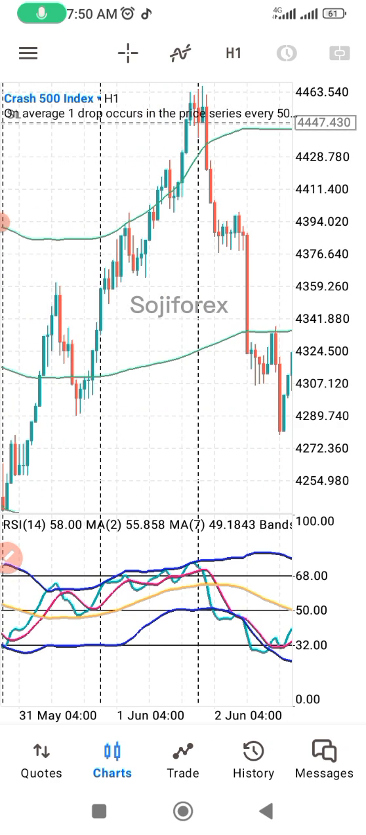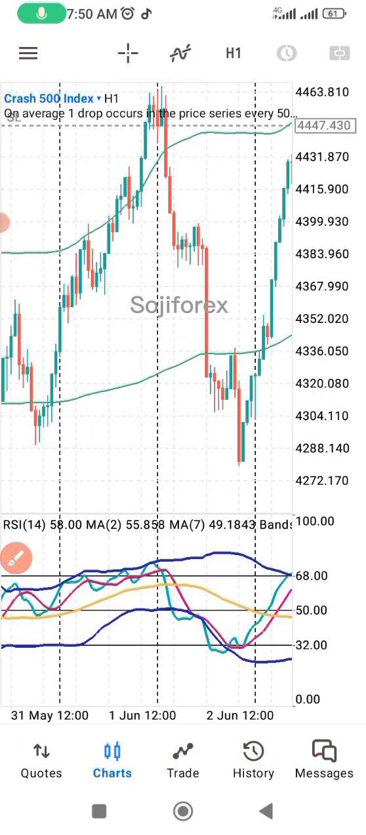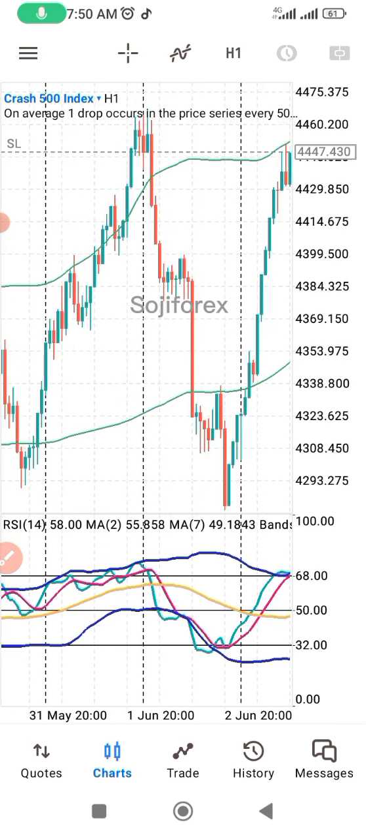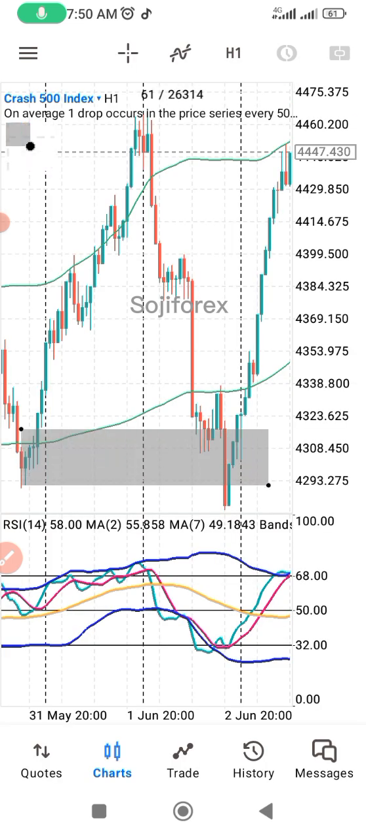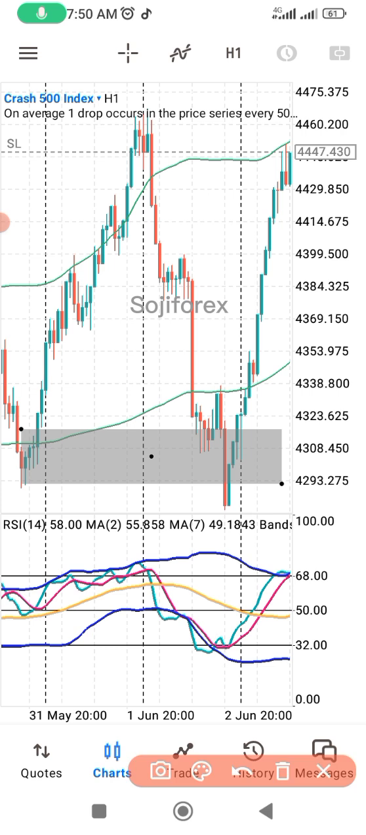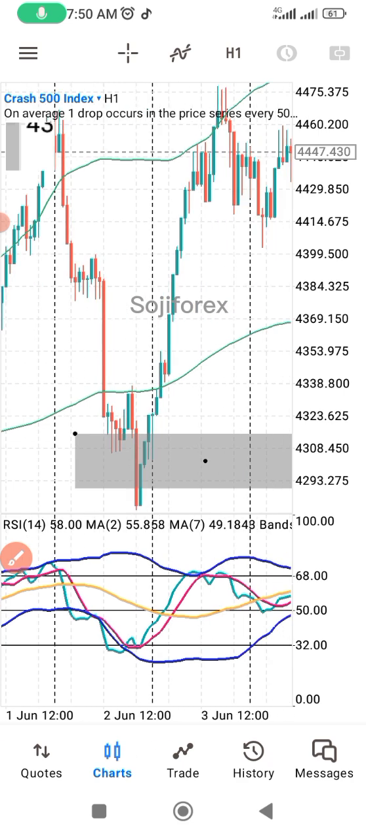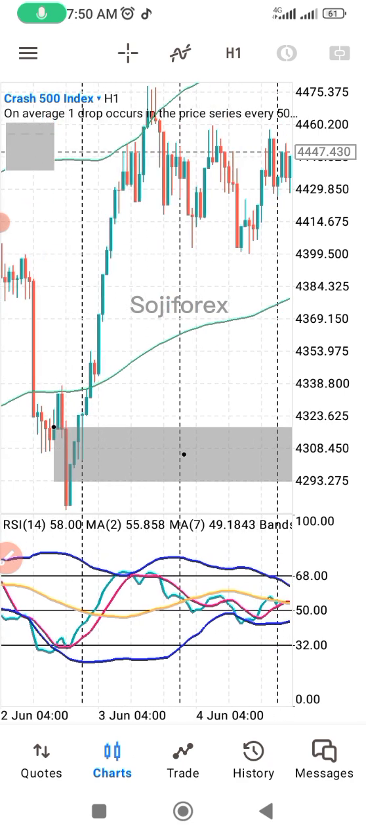So here I will have another entry. Okay, so what I did here, we have a liquidity. Price took away the liquidity at this side, so I'm going to mark this order block. So my focus now is on this order block.